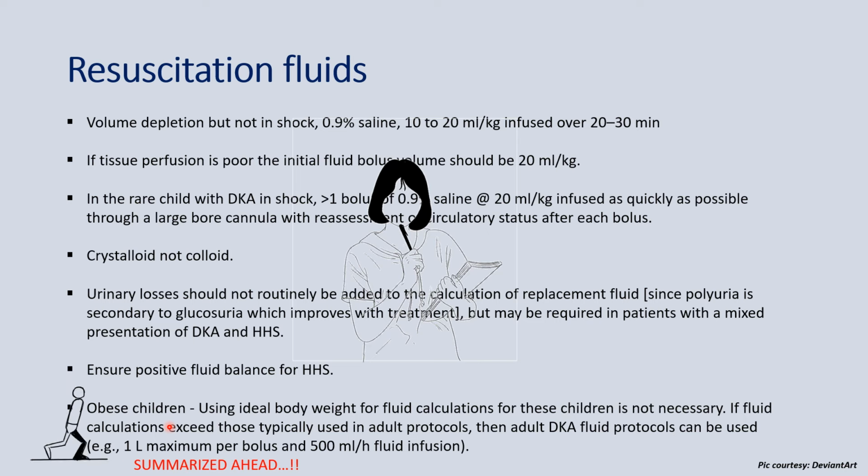In obese children, this is important. Use the ideal body weight for fluid calculations. But if the fluid calculations as per their current weight, that is the obese weight, exceed those typically used in adult protocols, then in that case only the adult DKA fluid protocol should be used, and the adult DKA fluid protocol is 1 liter maximum per bolus and 500 ml per hour of fluid infusion. So this is another very important parameter: the maximum dose should not exceed the adult dosage.